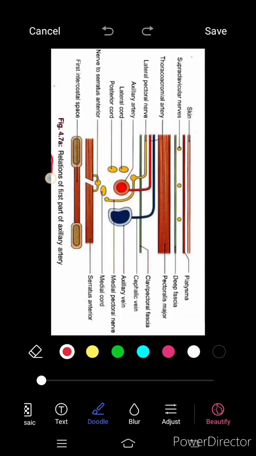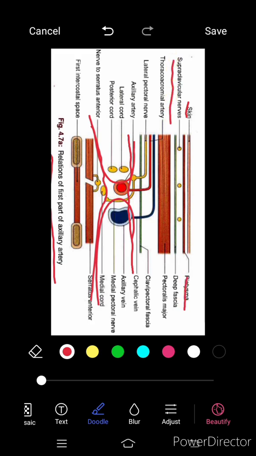Now let's see the relations of the first part of the axillary artery. First let us divide it into four aspects. This one is the anterior aspect, this one is the posterior aspect, this one is lateral, and this one is the medial aspect. So from the anterior aspect, we see skin, superficial fascia, platysma, supraclavicular nerve, deep fascia, pectoralis major, clavipectoral fascia with cephalic vein, lateral pectoral nerve, thoracoacromial artery, and there is the loop of communication, this one. The loop of communication is between the lateral pectoral nerve and the medial pectoral nerve.